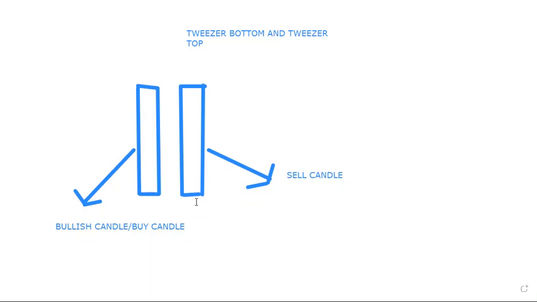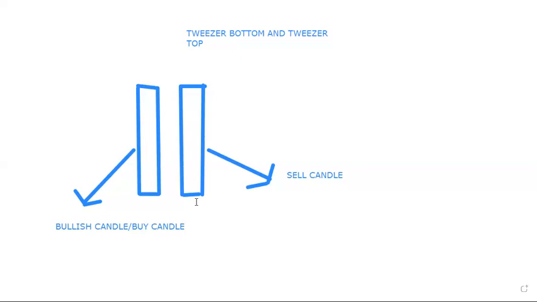Note: never trade candlestick patterns alone by themselves. That's the number one thing you want to know. Have you written that? Yes, ma'am.